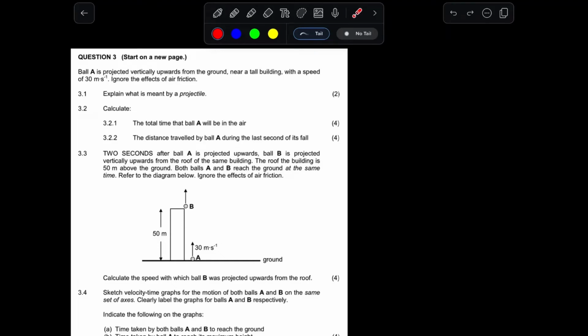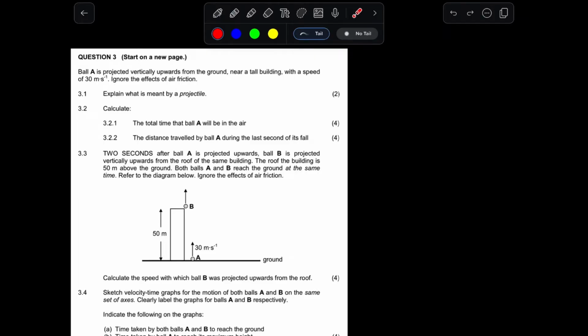Hi guys, here's another vertical projectile question of two balls. It says ball A is projected vertically upwards from the ground. Here's ball A. If you look at the diagram, this is the ground. It's projected upwards with a speed of 30 meters per second. We're given the initial velocity there. It says ignore the effect of the air friction.